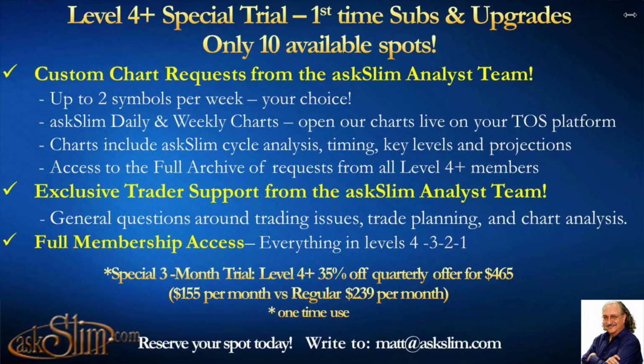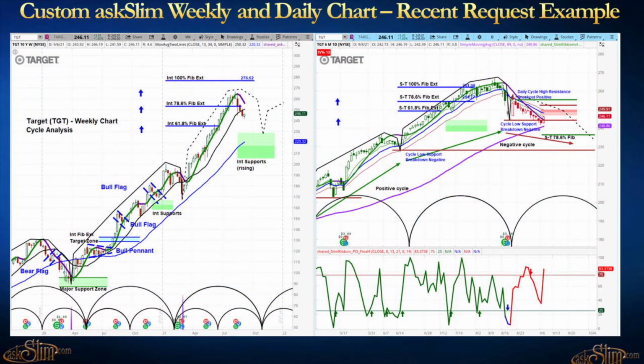Just a little example right over here. This is what a custom chart looks like. Somebody requested that, so this just recently got posted up on our site for the level 4+ members. This is on target. You get the weekly analysis, and you can see the dominant cycle, the minor cycles, the important support areas. We talk about the configuration of the cycles, projections, the momentum indicator that's in there, and you can see in here in target, this is pointing to a correction coming in the next month. But this is a bullish pattern and then likely moving up again.